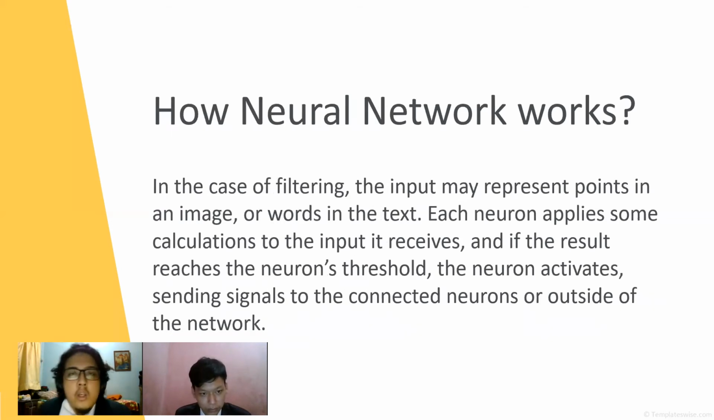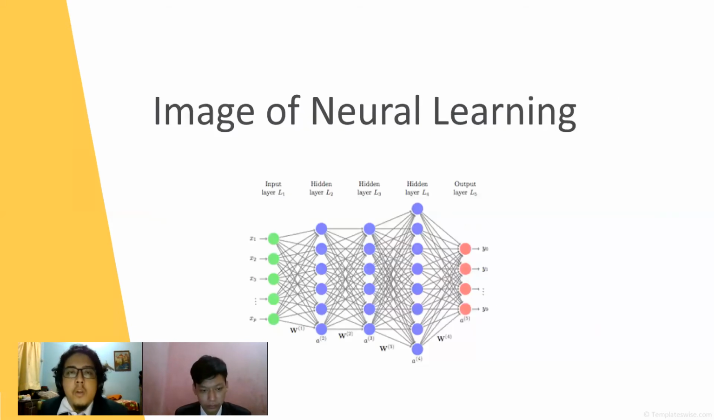Next is how a neural network works. In the case of filtering, the inputs may represent points in an image or words in a text. Each neuron applies some calculation to the input it receives, and if the result reaches the neuron's threshold, the neuron activates, sending a signal to the connected neurons or outside the network. So this is an example schema of neural learning in content filtering.